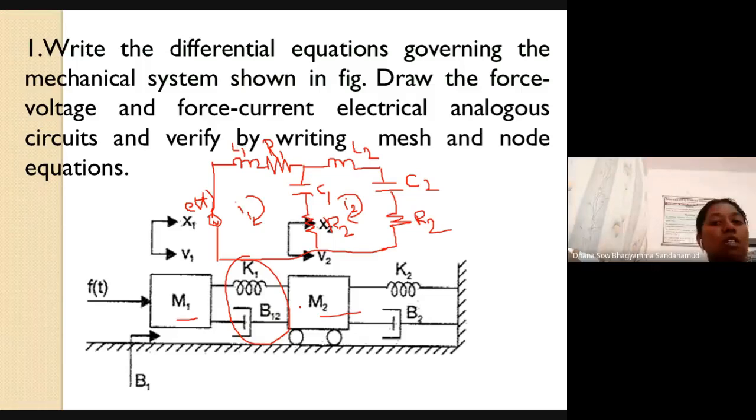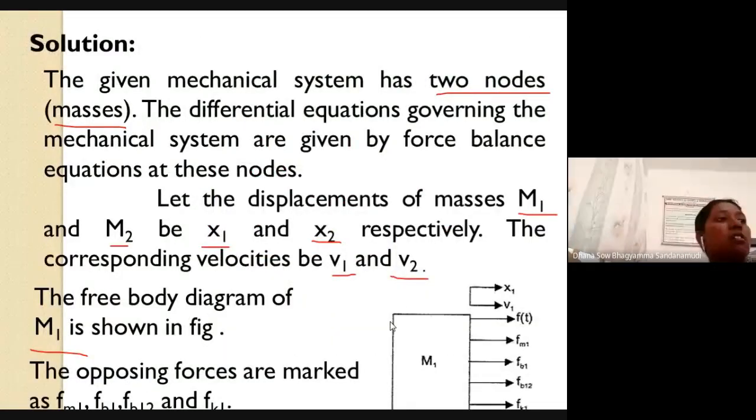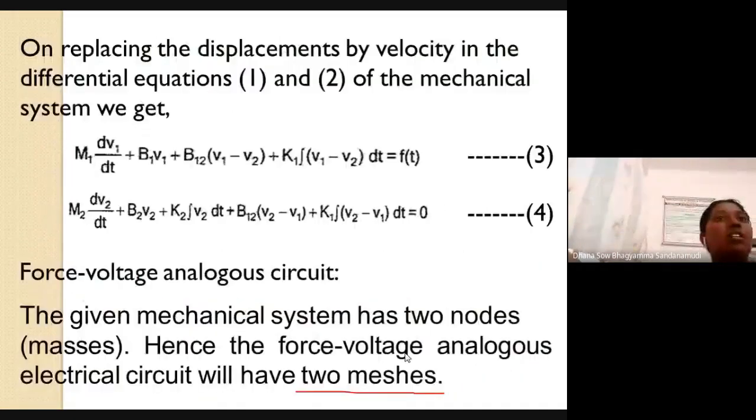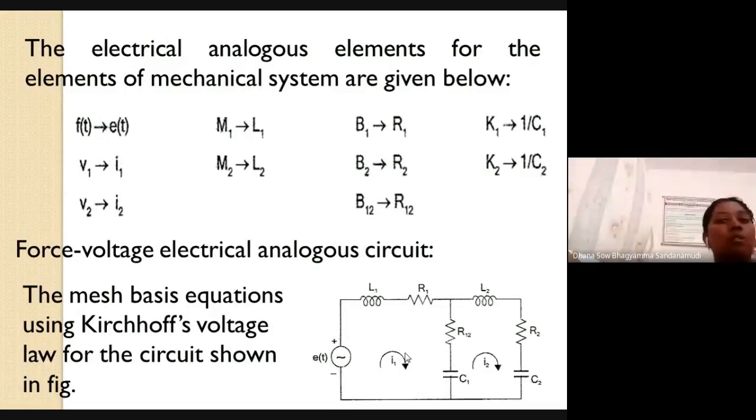Anybody who is unable to follow me, you just ask me. Anybody can unmute yourself and ask me, because you have to carefully listen and carefully observe. Otherwise, wait, I will show the circuit which is already there in my PPT. You just observe the circuit. If you have any doubt, ask me. This is the force voltage analogous circuit for the given mechanical translational system.